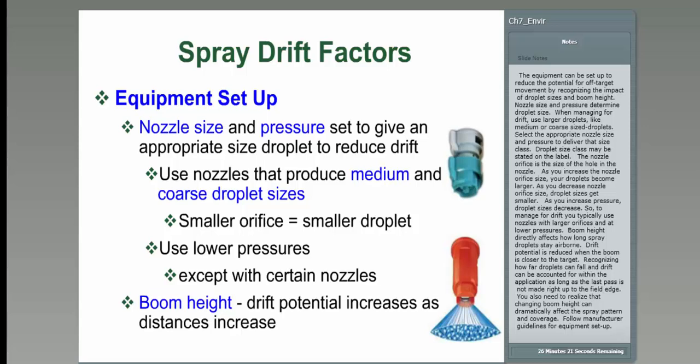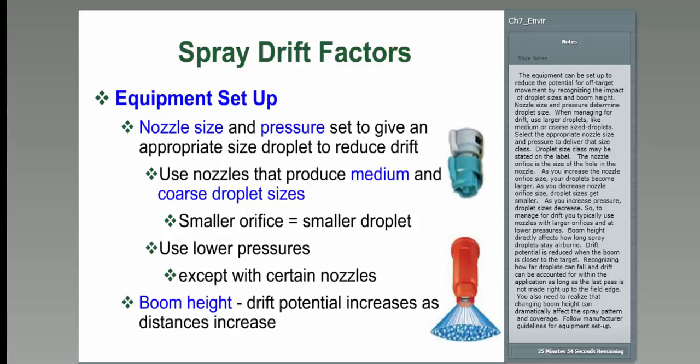The nozzle orifice is the size of the hole in the nozzle. As you increase the nozzle orifice size, your droplets become larger. As you decrease nozzle orifice size, droplet sizes get smaller. As you increase pressure, droplet sizes decrease. So, to manage for drift, you typically use nozzles with larger orifices and at lower pressures.